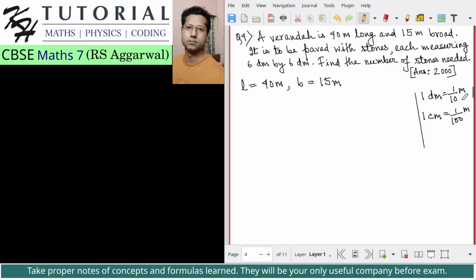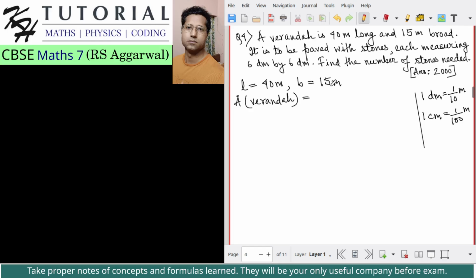I will appreciate that. So length is 40 meter, breadth is 50 meter. So it is to be paved with stones, each measuring 6 decimeter by 6 decimeter. Find the number of stones needed. So what will be the number of stones needed? We have to find the area of each stone, and then applying unitary method, if you divide the area of the veranda by the area of each stone, we will get the number of stones required to pave the entire veranda. Okay, so let's find first what is the area of veranda.